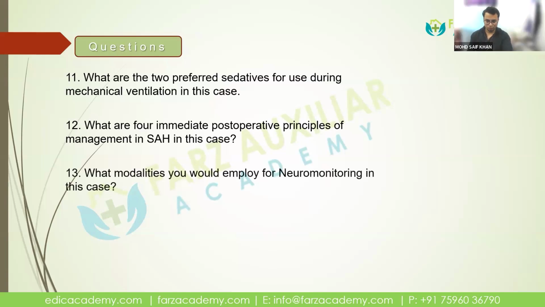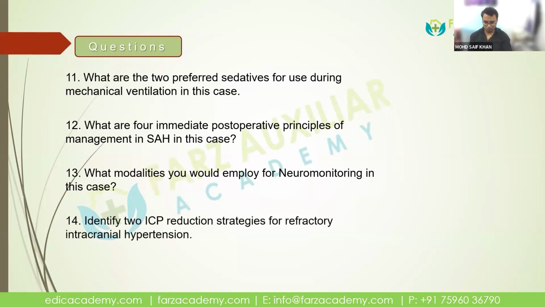Okay. What modalities would you employ for neuromonitoring in this case? For neuromonitoring, first I will go ahead with routine ETCO2 monitoring, from the basic things, to keep the patient's ETCO2 within the normal range. I will also go ahead with transcranial Doppler, so that I can look for vasospasm on and off, and we can find it early and prevent or avoid any vasospasm. Okay.